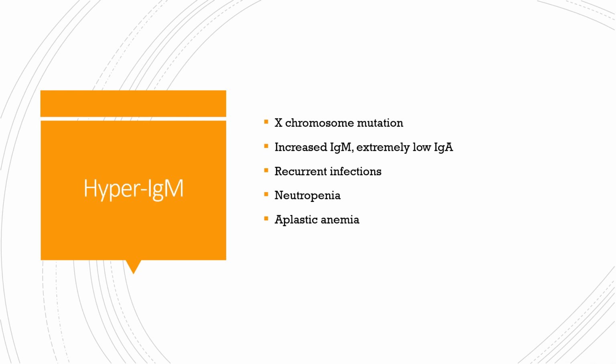Hyper-IgM immunodeficiency is an X chromosome mutation that occurs in the first or second year of life. Here they have increased IgM levels, they have decreased IgG and decreased IgA levels, they're extremely low, and they have recurrent infections including otitis media, which is an ear infection, sinusitis, pneumonia, and tonsillitis. These folks have recurrent neutropenia, hemolytic anemias, and aplastic anemia, which is a bone marrow disorder that causes low red cell production. Patients often die before puberty from opportunistic infections or B-cell lymphomas.